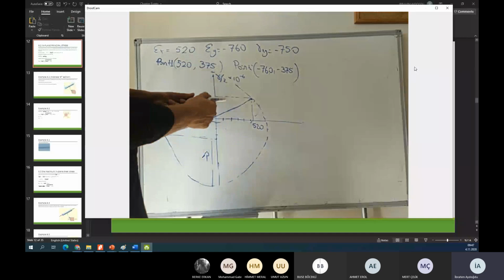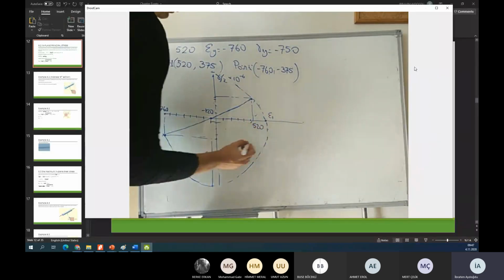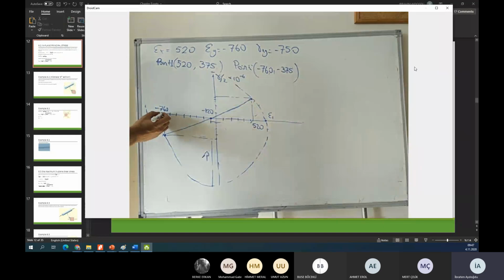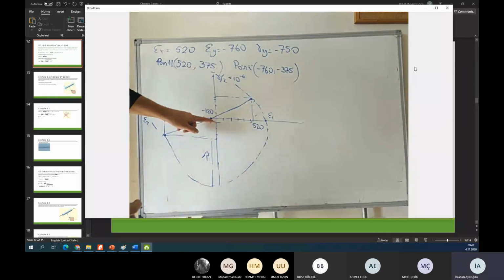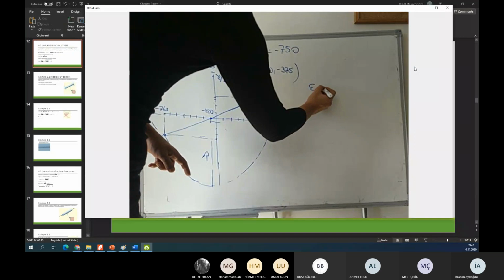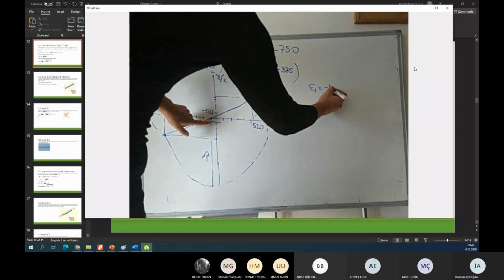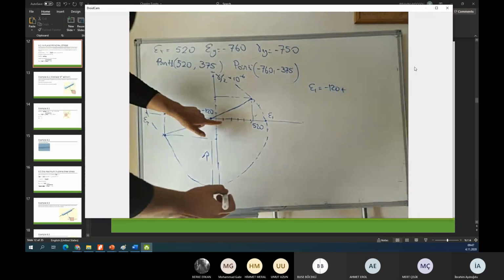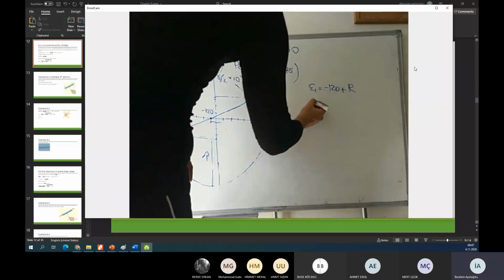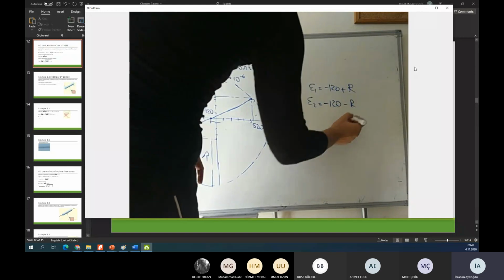So I want to compute epsilon 1. This is epsilon 1, and this is epsilon 2. You can see it graphically. Epsilon 1 is equal to the centroid, minus 120, plus the R value. Epsilon 2 is equal to minus 120 minus the R value.